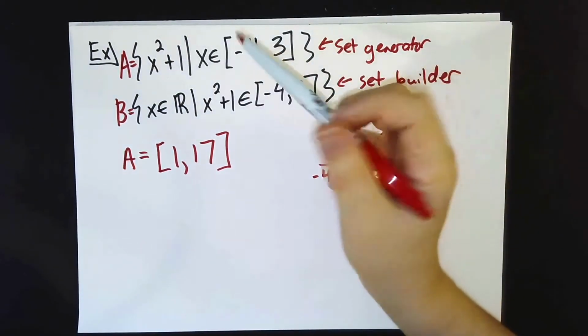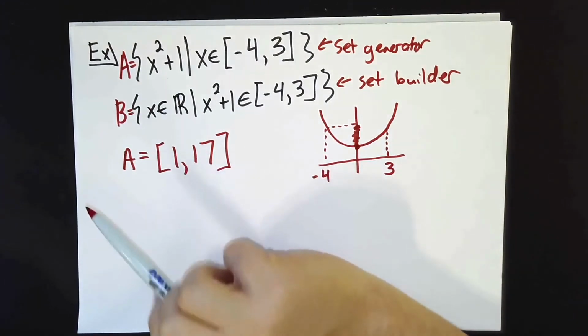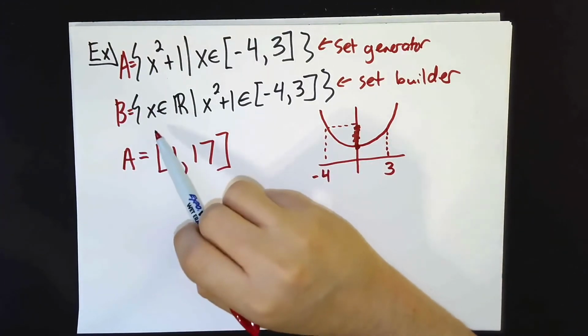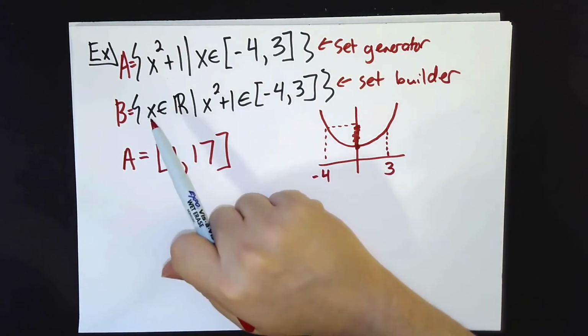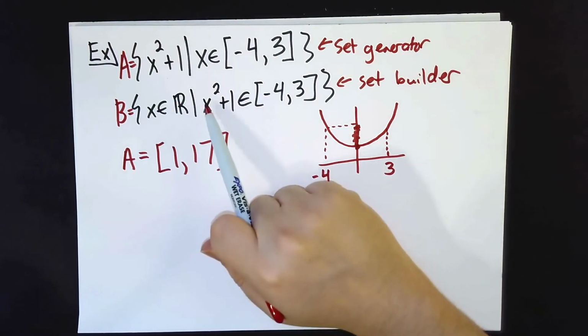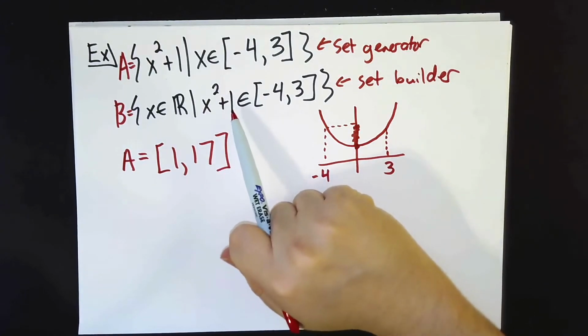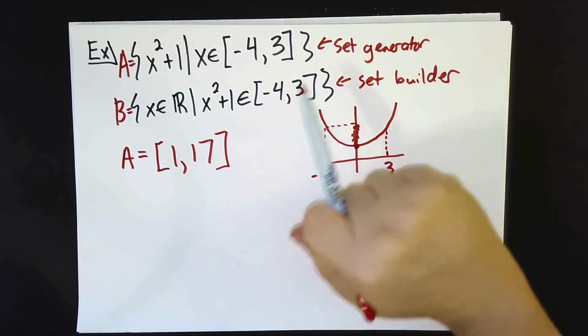In contrast, though, what is B describing? B is describing a subset of the real numbers, and it's describing the subset of the real numbers with the property that if I square it and add 1 to it, then I end up inside the interval -4 to 3.